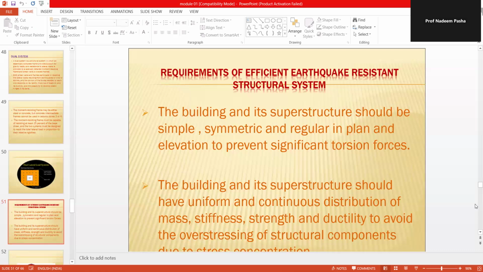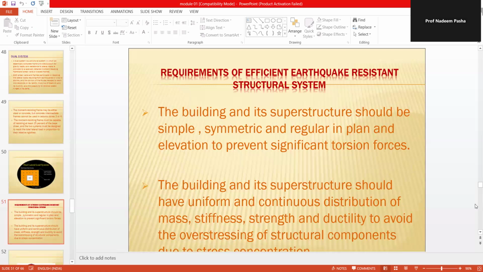Yes, there is a tendency that we can improve or provide a good elevation, but the symmetry is very important because of how the beams and columns are positioned. Beam and column positioning is very much important. And apart from that, we have to keep in mind the effect of torsion forces, because torsion forces also play a very important role during an earthquake.